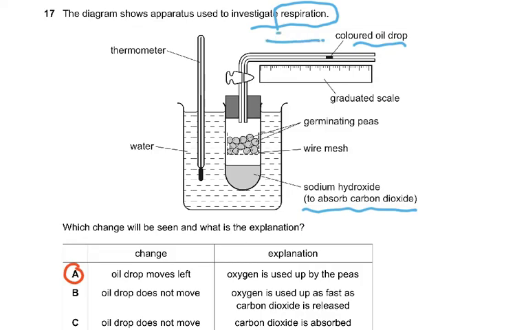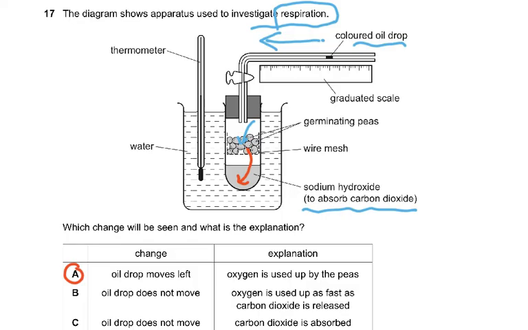The oil drop will move towards the left, and the explanation is oxygen is used up by the peas. Because you see, the oxygen in the air is being used up by the peas, but the carbon dioxide which they are producing is going into this chemical which is absorbing the carbon dioxide. They could have also shown you a diagram in which they could have shown you an increase in temperature in the thermometer, and that would have shown you, of course, another explanation. The oil drop moves to the left and the temperature rises. Then of course the explanation would be oxygen used up and energy released.